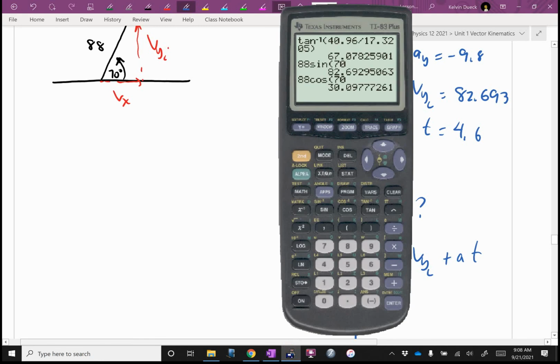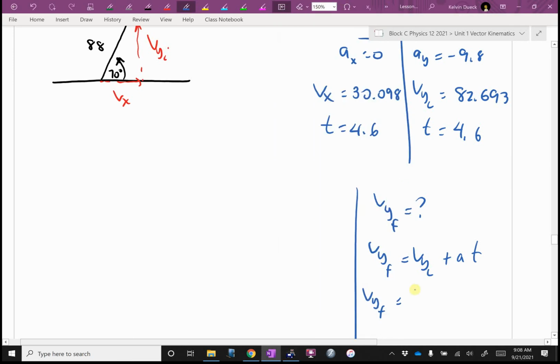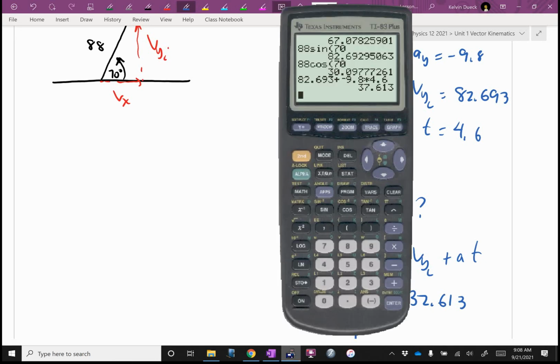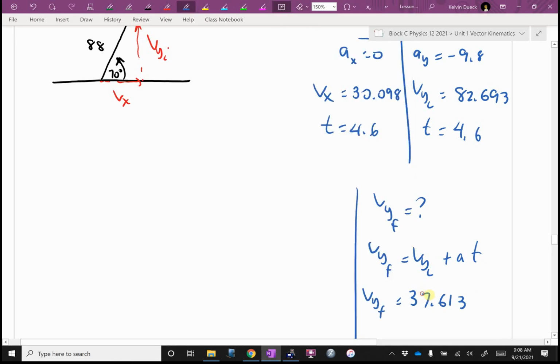So Vy final is going to be 82.693 plus negative 9.8 times 4.6. Hey, we're on the way up. 37.613. That's what I said. Now I can dulp. We're on the way up. My slanty velocity looks something like that. Could be steeper, could be shallower, but something like that. I know it's going up at an angle. Hey, did I say angle?